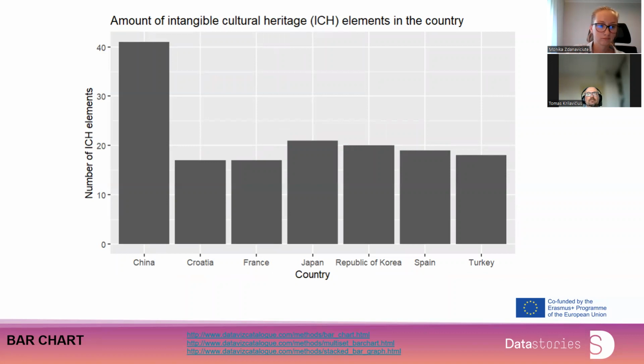Monika, please. Yeah, so here is the next data set, which shows us how many intangible cultural heritage elements each country has. This data is taken from UNESCO. In this graph, we can see that China has the highest number of ICH elements, and all of the other countries have half of it. Here are also just the 7 countries with the highest numbers, but there are a lot more countries in this data set.